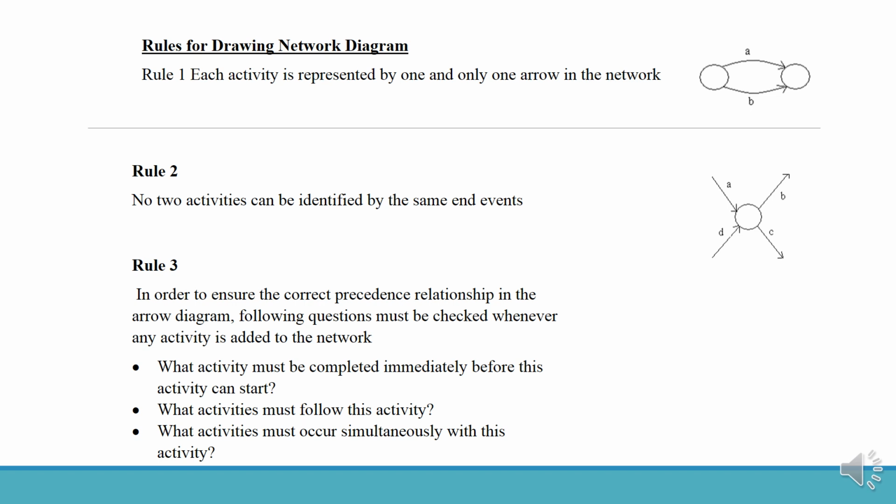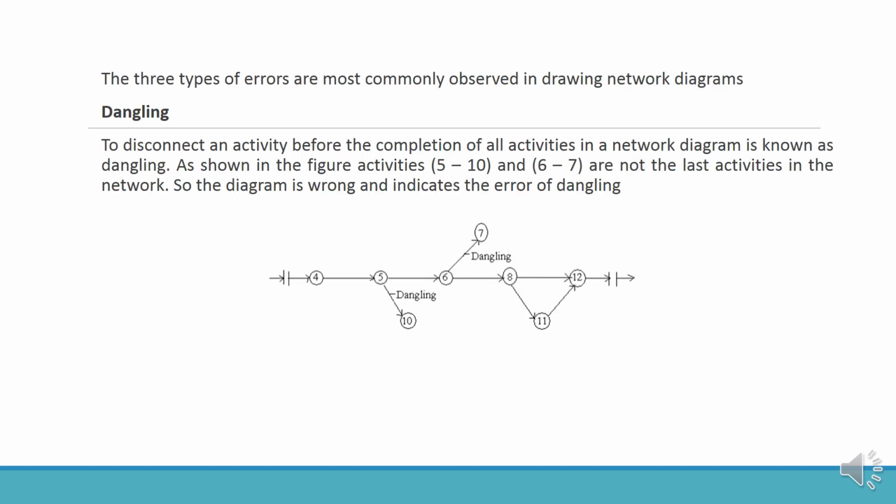What activity must be completed immediately before this activity can start? Second, what activity must follow this activity? Third, what activity must occur simultaneously with this activity? There are three types of errors most commonly observed in the drawing of networks.